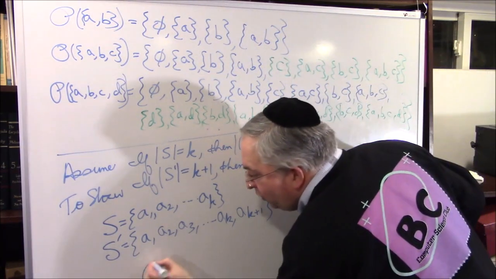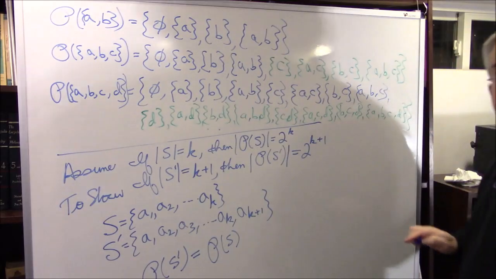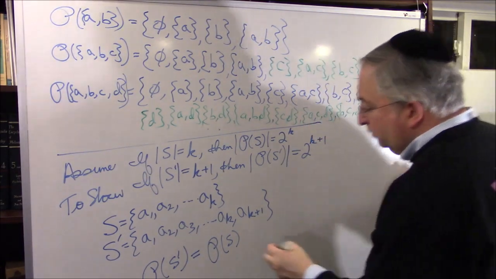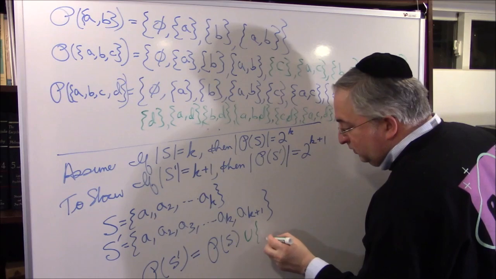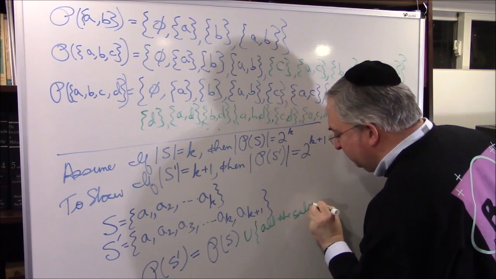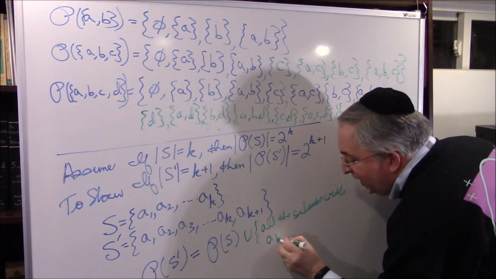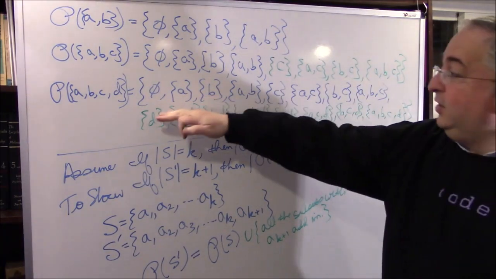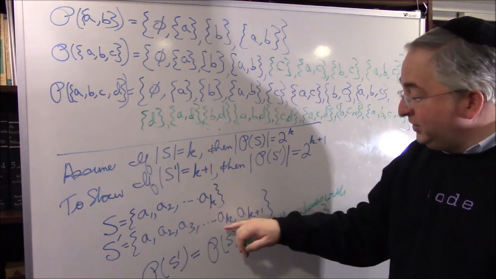You ready? The power set of S prime is going to equal the power set of S, it's going to have all those old ones in blue, union all the subsets with a k plus 1 added in. When you don't know how to write something, you write it in English. That's exactly what I just did. I added in all the new things. So again, I had from 1 to k over here. Now I have from 1 to k and k plus 1.